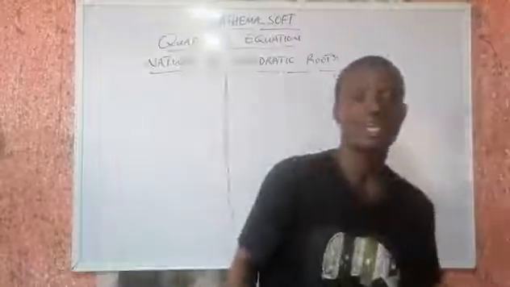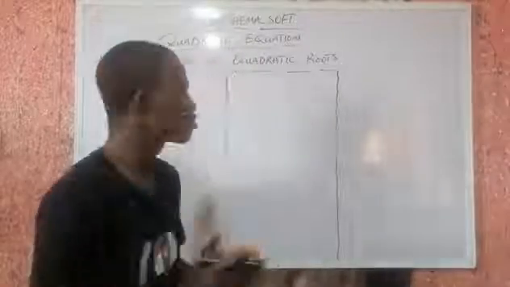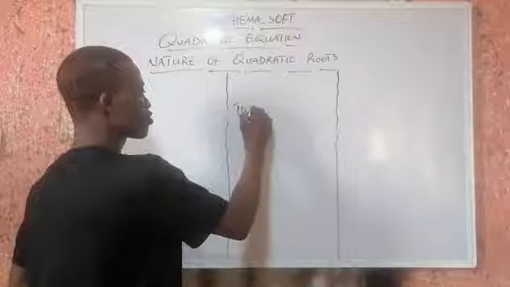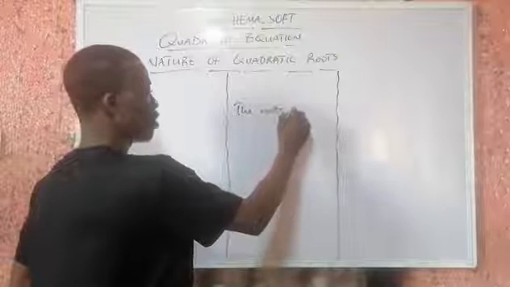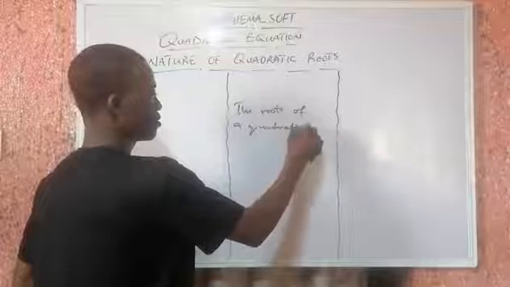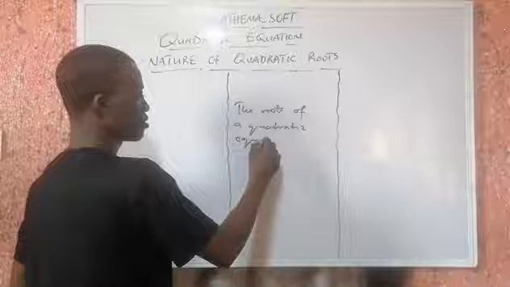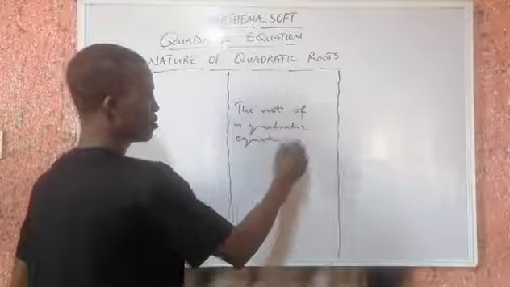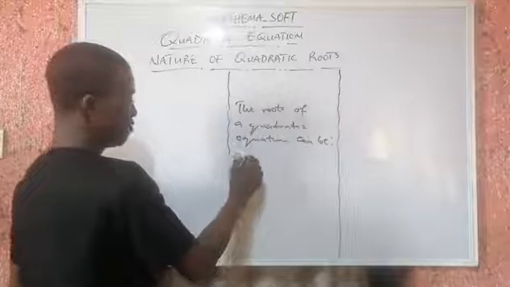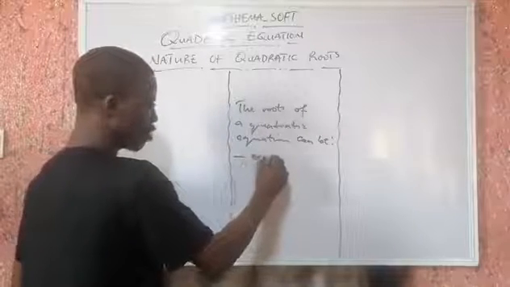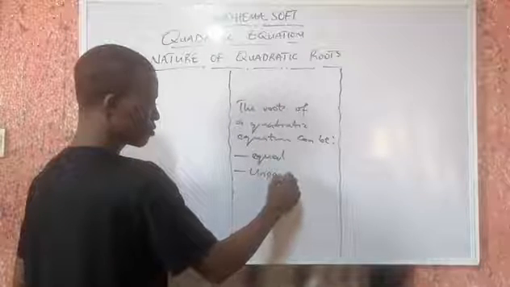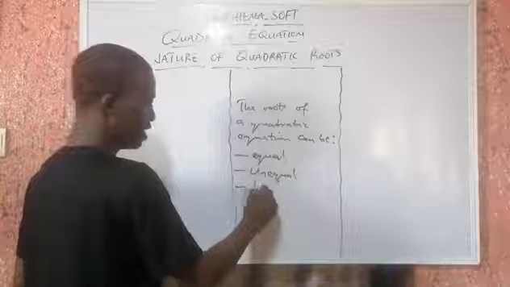Now let us note, in the introduction to this topic, I explained what the roots of a quadratic equation can be. They can be the same, which is equal, okay? They can be unequal, okay? And they can be imaginary.